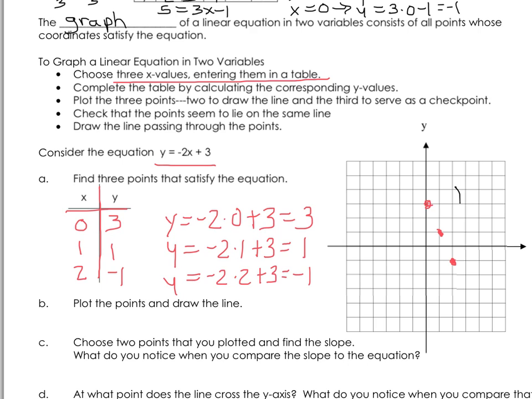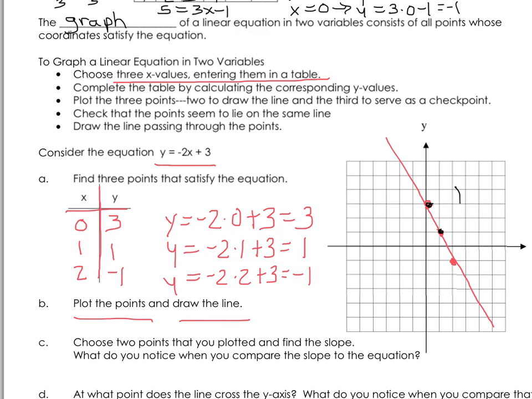They do. So now we want to draw as straight a line as possible through our 3 points. We plotted the points, we drew the line. Now let's choose 2 points that we plotted and find the slope. So the first 2 points I'm going to choose are these two.